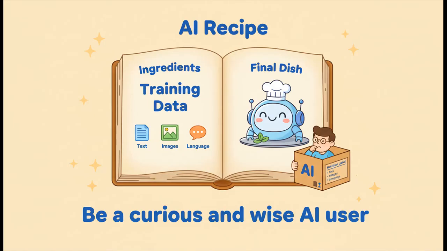So really, the main takeaway is this. Thinking about training data is a lot like knowing the ingredients in your food, right? You don't have to be a professional chef, but knowing what went into the dish helps you judge if it's any good. It's the same idea here. So just be a curious AI user. The more we all ask what's going on behind the scenes, the better we can all navigate this new world.